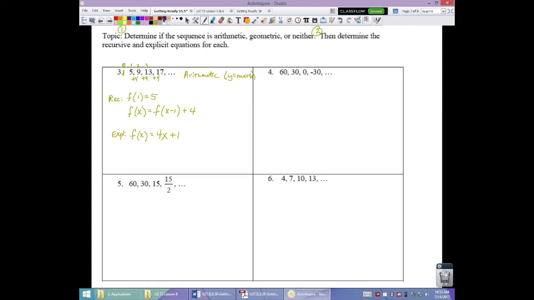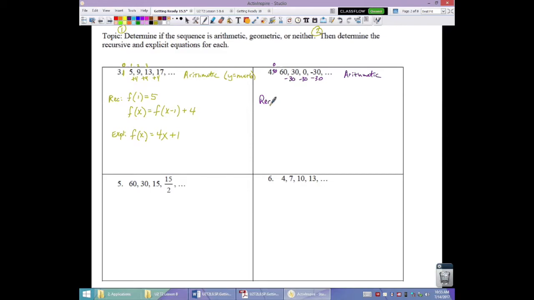All right, number 4, this goes down 30, down another 30, down another 30. So it's adding negative 30 or subtracting 30. That makes this one also arithmetic. We know we'll need the 0th term, so let's go ahead and jump backwards one place. Rather than subtracting 30, if we're going in reverse, we add 30 and say our 0th term is 90.